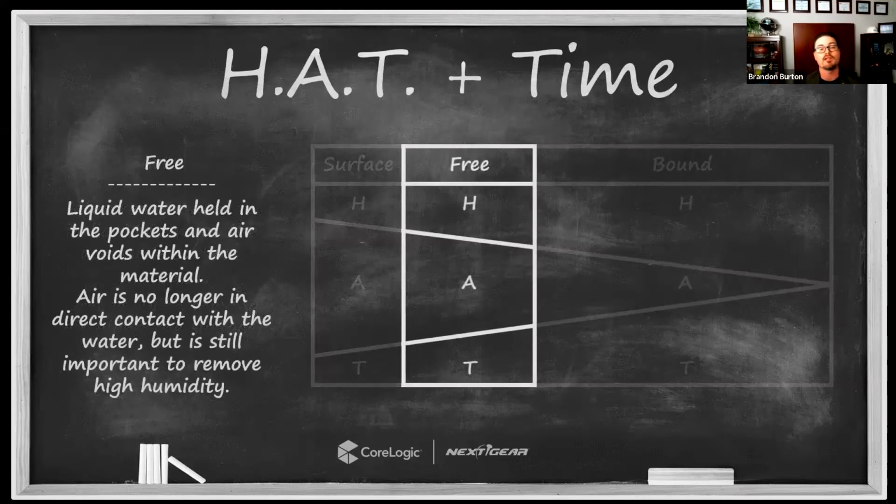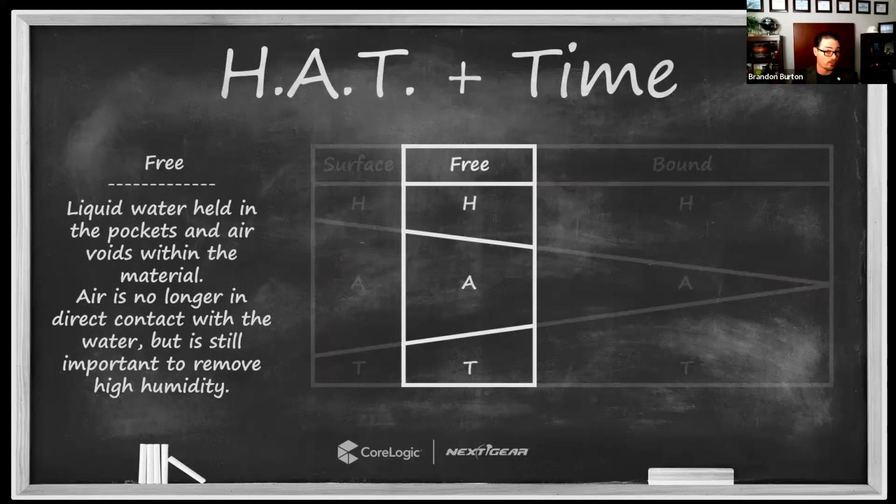dissipates, the priority begins to shift a little bit. We move into a region that we call free water, and something that in technical speak we call the falling drying rate. When we start to get into free water, we're still dealing with liquid water, but that liquid water now exists in the pockets and voids inside of the material, not necessarily at the surface. It's still liquid water, so its evaporation is still relatively high. It still makes relatively high humidities near the surface, so we still need an ample amount of airflow.